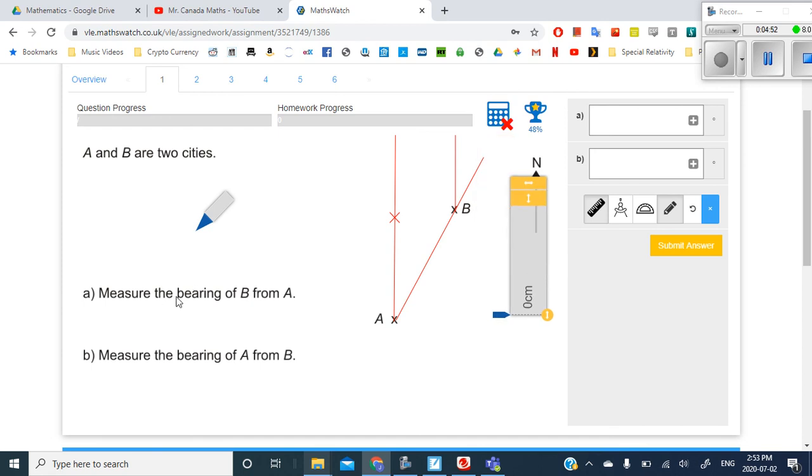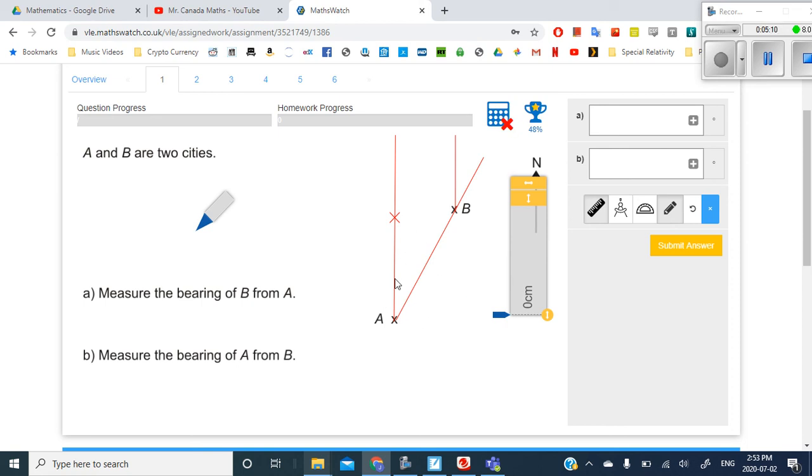So, question A says, measure the bearing of B from A. If you remember, I always say just switch it around because it'll make more sense. So swap around B and A, so it'll be A, and then instead of from, we're going to say to. So we're going A to B. So we're starting at A, and we're going to B.